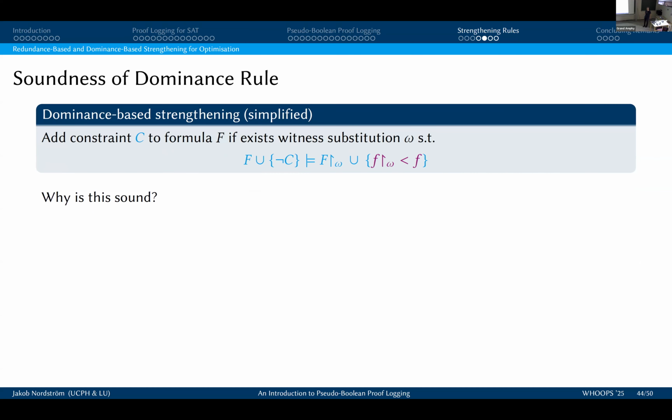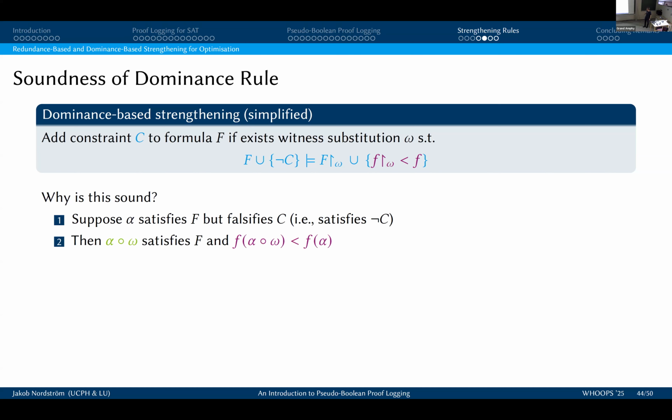The only question is, why is it even so? Okay, so let me try to run a very quick argument for this. Suppose that we have an alpha solution that satisfies F, but falsifies C. That means that it satisfies not C. Well, then alpha composed with omega satisfies F, and alpha composed with omega also gives me a strictly smaller objective.